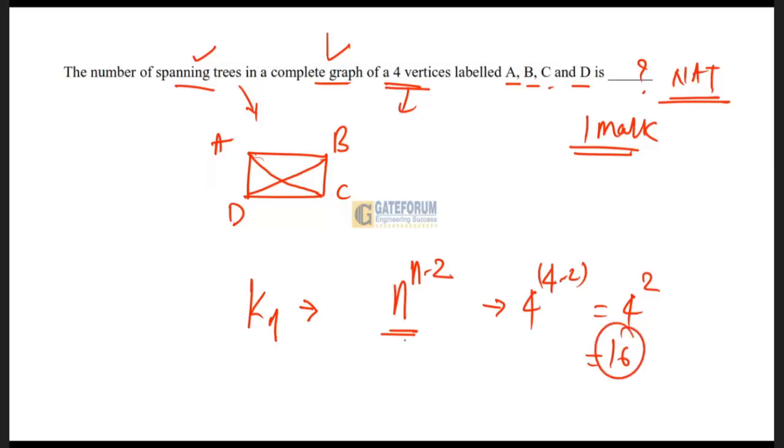Just a formula based question, that in any complete graph the total number of possible spanning trees is n to the power n minus 2, where n is the number of vertices. Thus 16 is the correct answer for this GATE question. Very easy question. I hope it is clear.